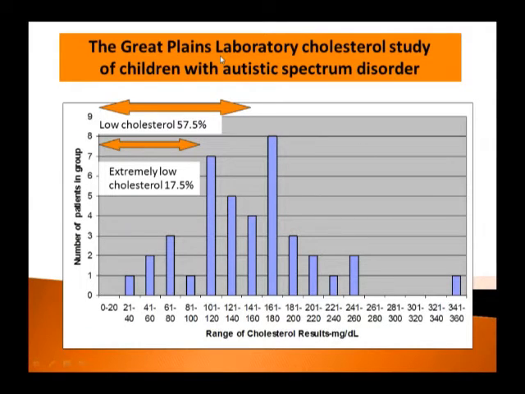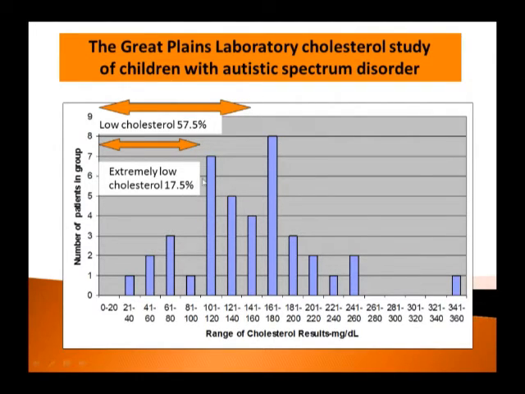Great Plains actually did a study a number of years ago where they took a group of children on the autism spectrum and looked at their blood with respects to cholesterol. And what they found is, about 57% actually had cholesterol levels less than 160, and ideally we would like to see our cholesterol levels around 160 or higher. We can make the case about 170, 180 from a total cholesterol standpoint would be nice.